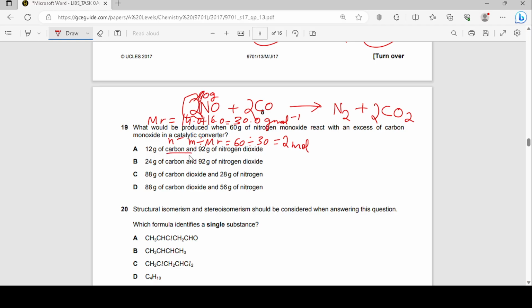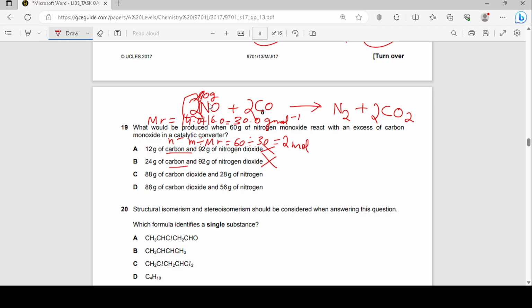They're asking about carbon, but there's an excess of carbon monoxide. So the more likely product, if there's an excess of carbon monoxide, would not be carbon. The more likely product would be carbon dioxide, right? That's the one you've probably learned as well. So I'm going to cancel out A and B for that reason. And even though it says nitrogen dioxide, the more likely product is N2. So it's either an option of C or D, right?